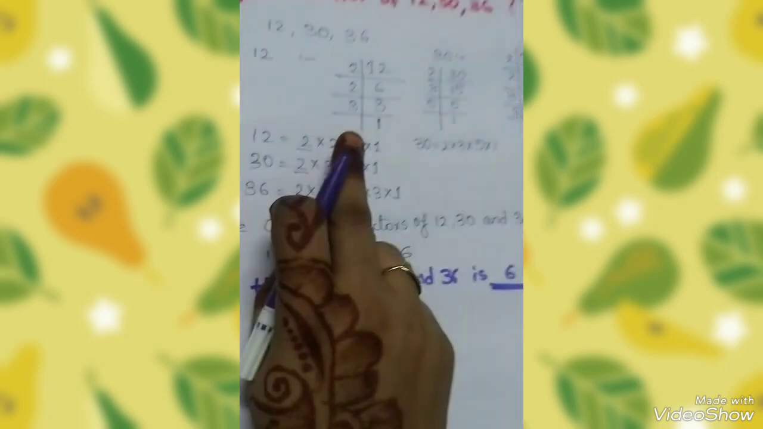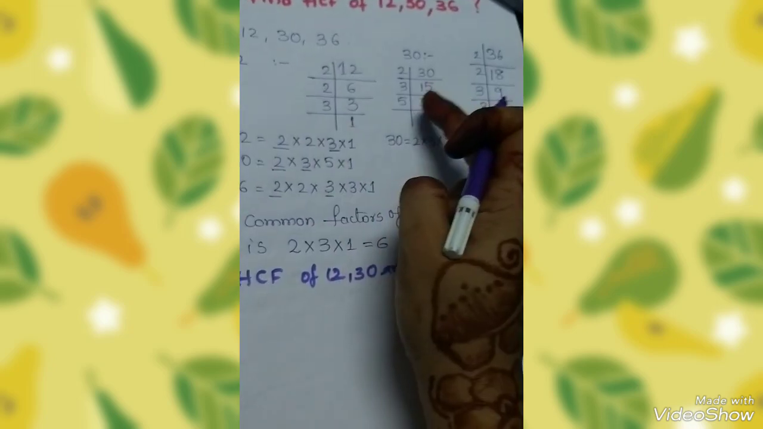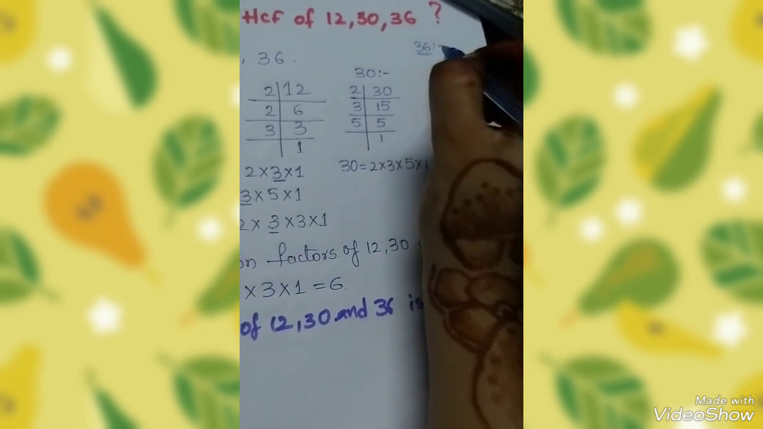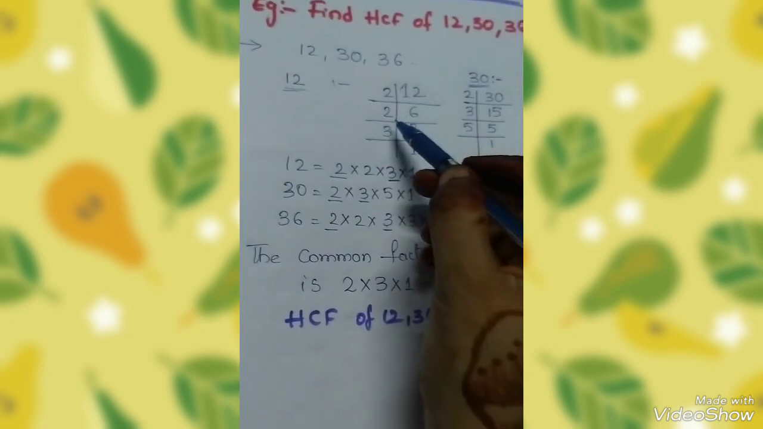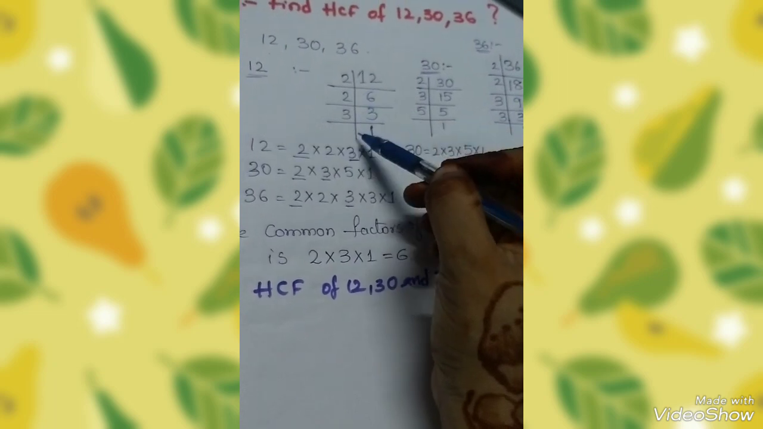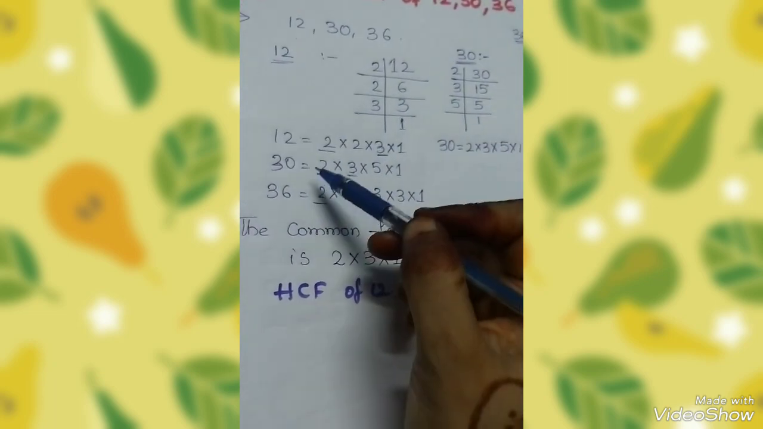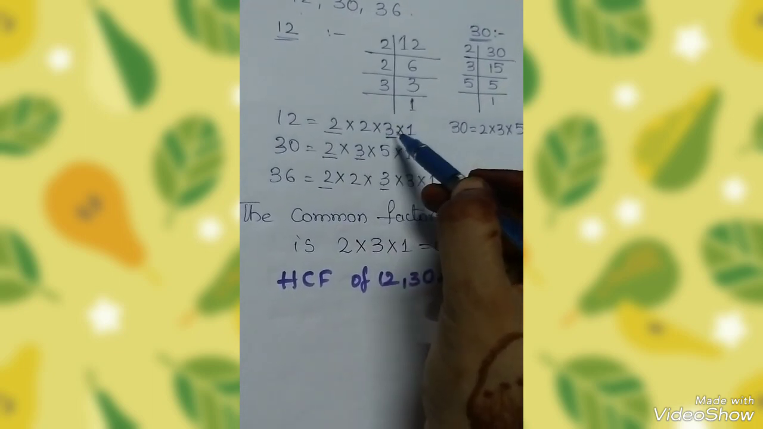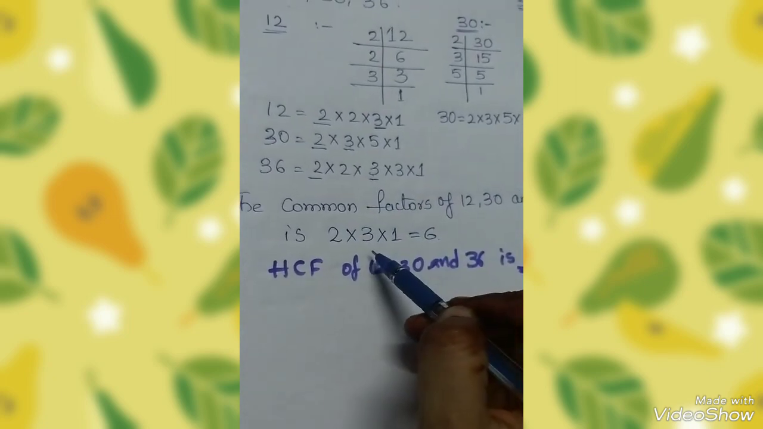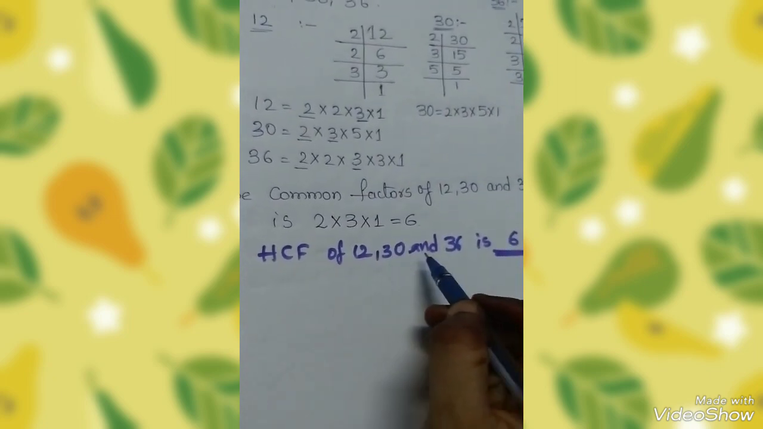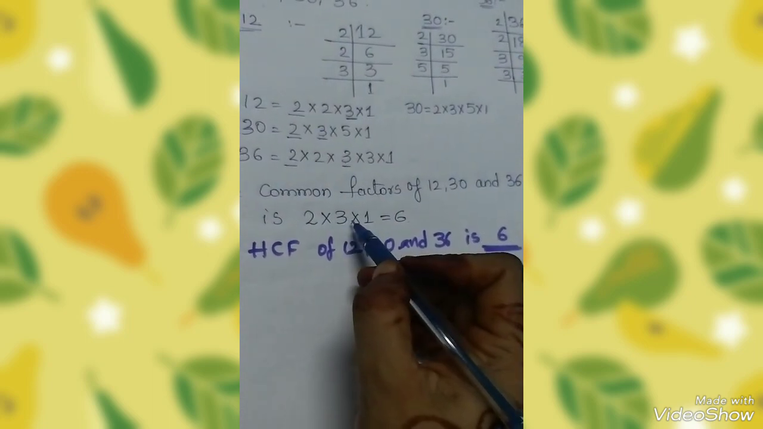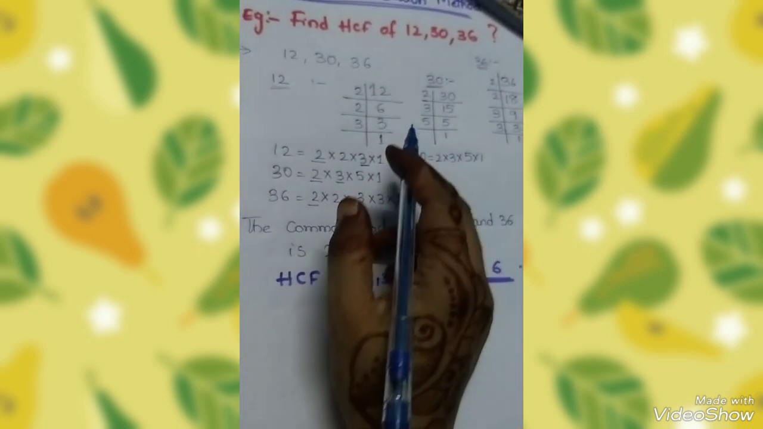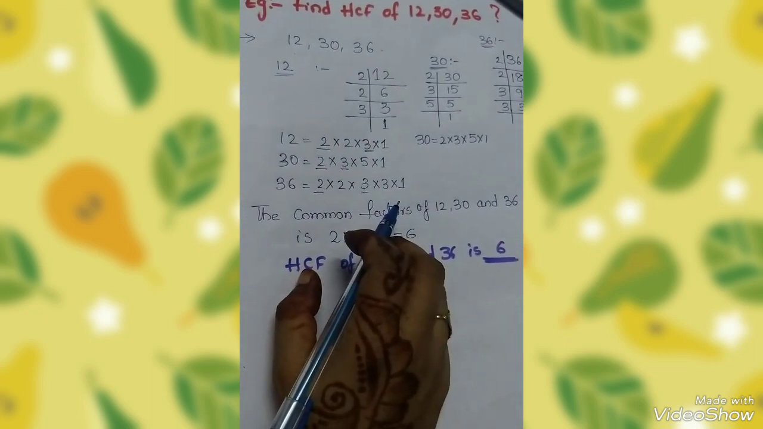Okay, first we have to find the prime factorization. Next 30, this is 36 prime factorization, this is 30 and this is 12. So write down all the prime factors here one by one. Next, see here, common factors are 2 and 3. So write down here 2 and 3. So HCF of 12, 30, 36 is the product of them, 6. So answer is 6, finding this by using prime factorization method.